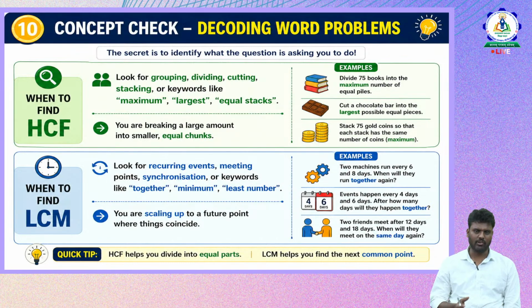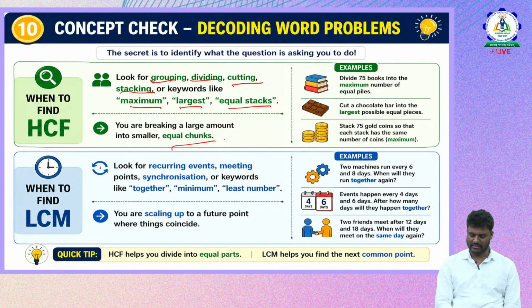In order to identify whether we need to find the HCF in the given word problems, we have to look for keywords in the question, like grouping, dividing, cutting and stocking, and keywords like maximum, largest, equal stacks. When you see these kinds of words, it means we need to apply the highest common factor, that is, the maximum or largest or equal stacks. So we are breaking a large amount into smaller equal chunks. They are trying to do a decomposition here.